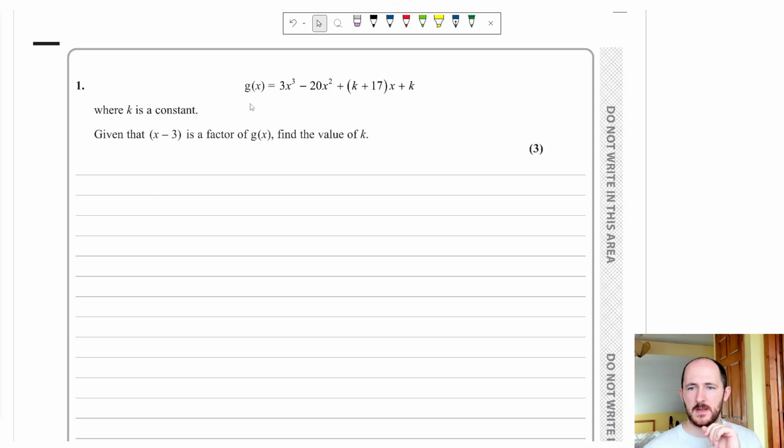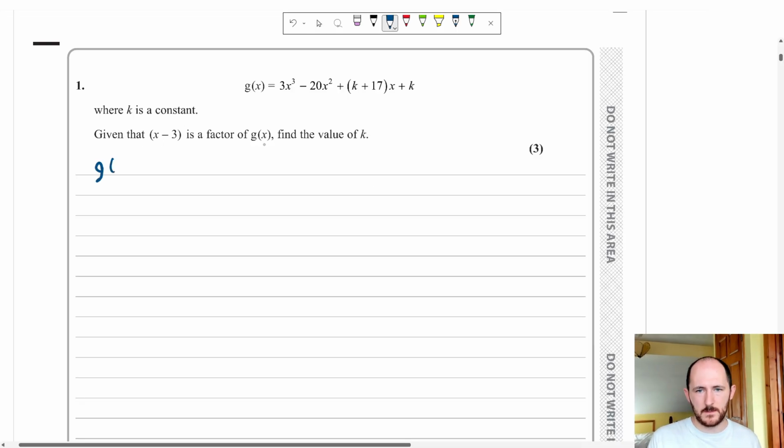So for the first question, we have g of x is given by this cubic function here, and it gives us that k is a constant. We have k here and over here. It says, given that x minus 3 is a factor of g of x, find the value of k. Now, this seems like a fairly simple, straightforward question, but again, you get marks for very specific steps in the question. So if it's a factor, then what that means is g of 3 should equal 0.